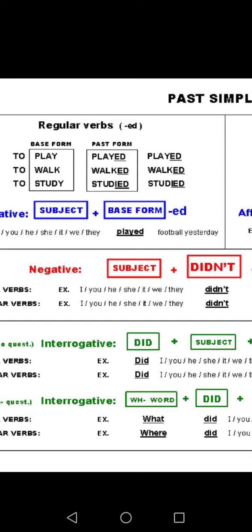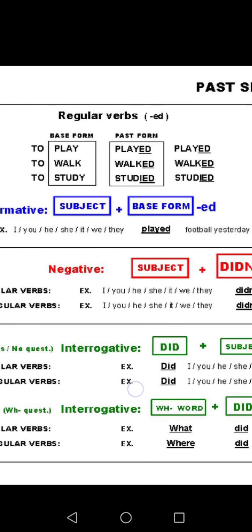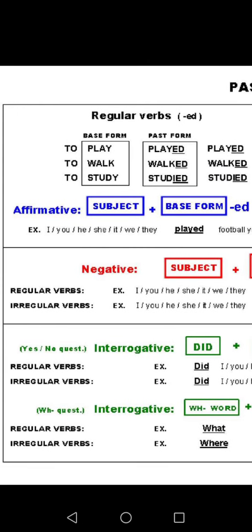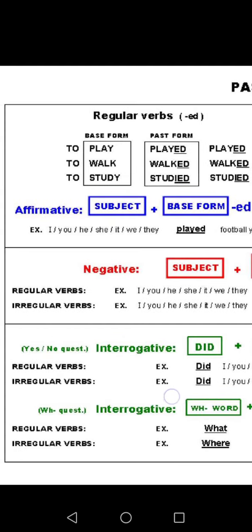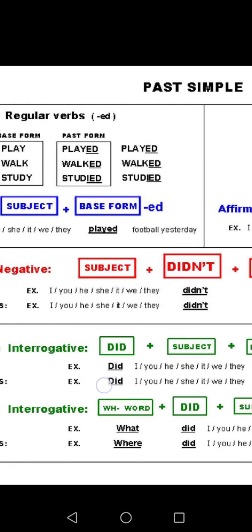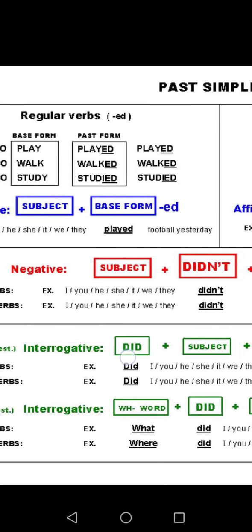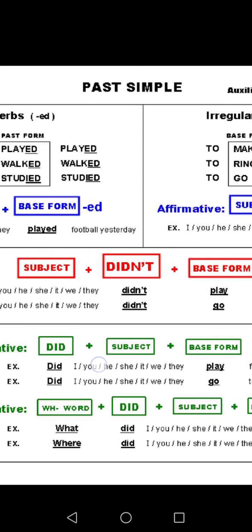All those adverbials that are used to express past, like for example yesterday. Yesterday we use in an affirmative sentence, in this example. Be careful with that, okay? Remember, ed form in regular verbs. Regular verbs, for example, in the negative form, we use subject and didn't plus base form.